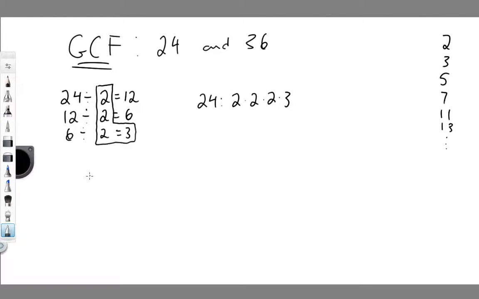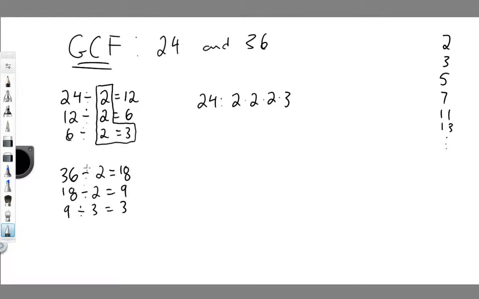Now I know some of you have probably done this in your courses and written these as powers, like 2 to the 3 times 3. We don't need to do that for GCF. We're just going to leave it as it is, so you don't have to stress about that too much. Alright, so 36, what's the lowest prime number that divides 36? Well, it's 2. 36 divided by 2 is 18. Then 18 is divisible by 2. 18 divided by 2 is 9. And then 9 divided by 3 is 3.